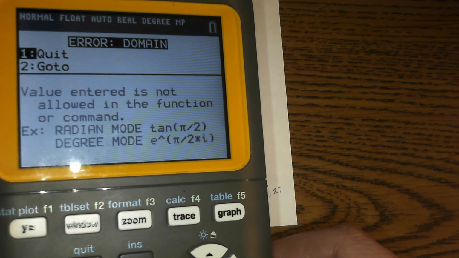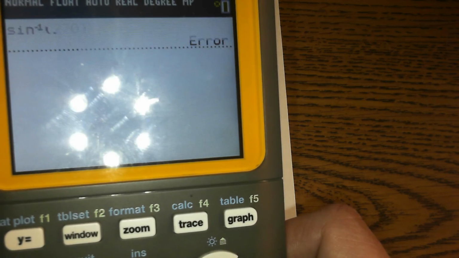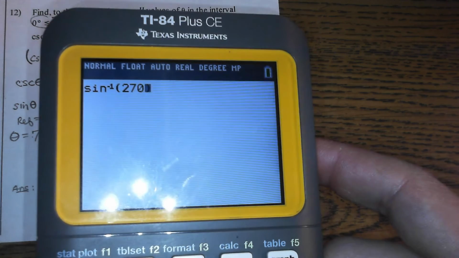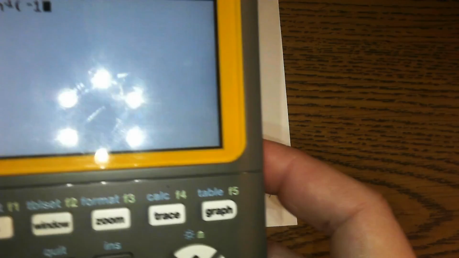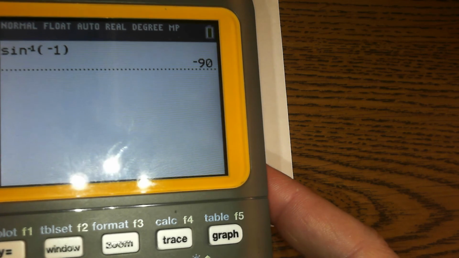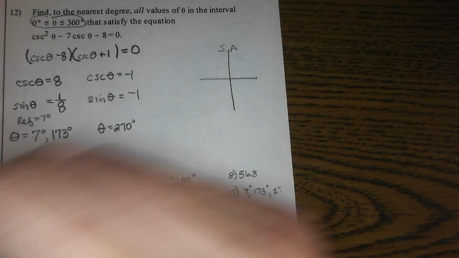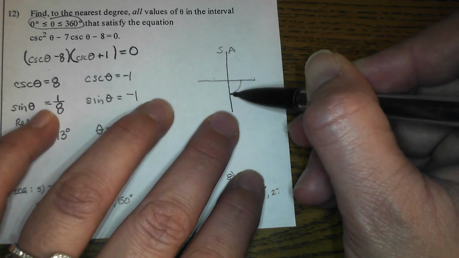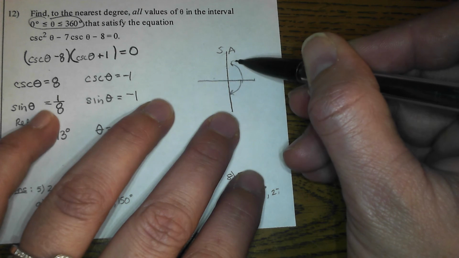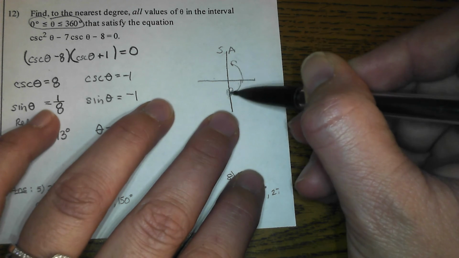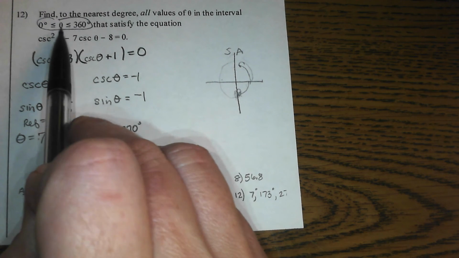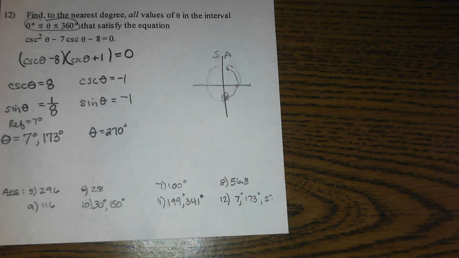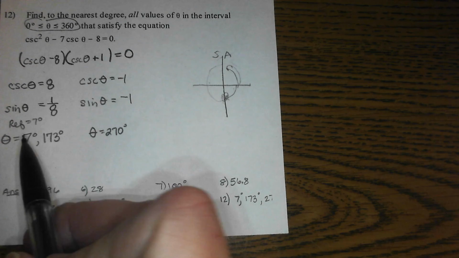Inverse sine of 270. Oh, I didn't mean that. I meant inverse sine of negative 1. It's going to give you negative 90, which is the same thing as 270. So remember, inverse sine has to give you something between negative 90 and 90 on your calculator. Negative 90 is going to correlate to positive 270 going the positive way, because your answer has to be between. So it is a reference angle of 90. It's just after you go around.